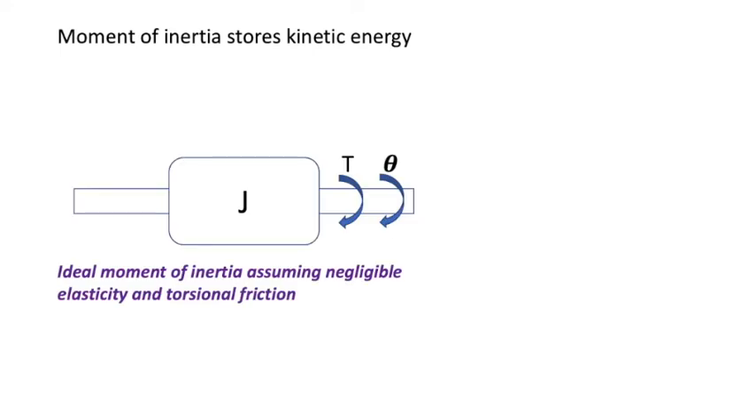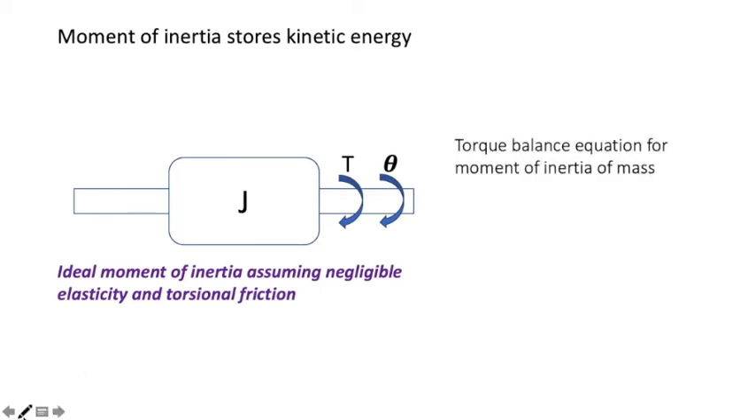This is the symbol for denoting the moment of inertia. So we mark the torque T and we also mark the corresponding angular displacement theta. When modeling the system, when representing it in the symbol of the system, we are considering an ideal moment of inertia, assuming negligible elasticity and torsional friction.